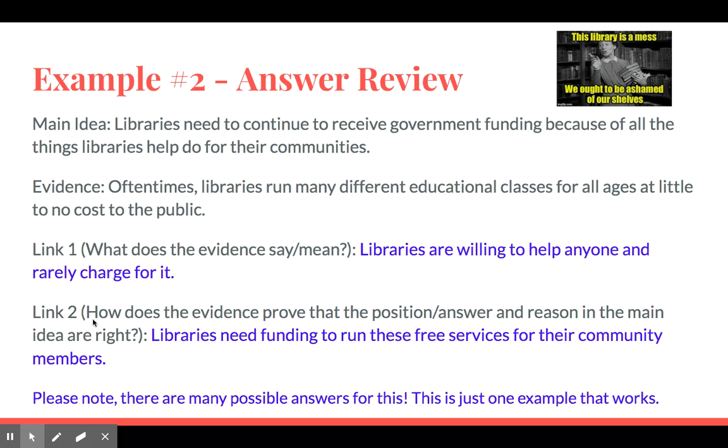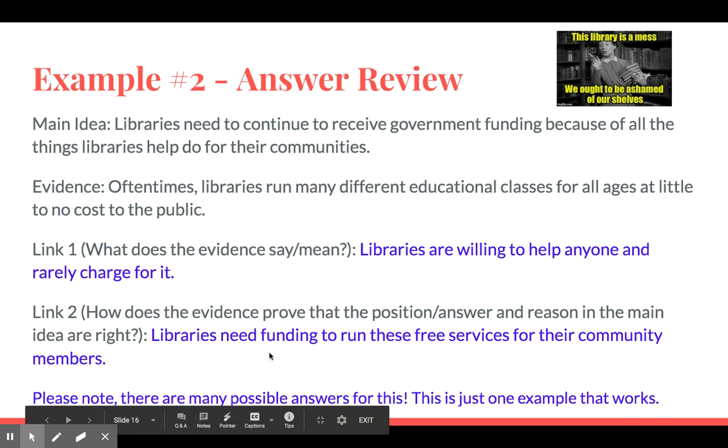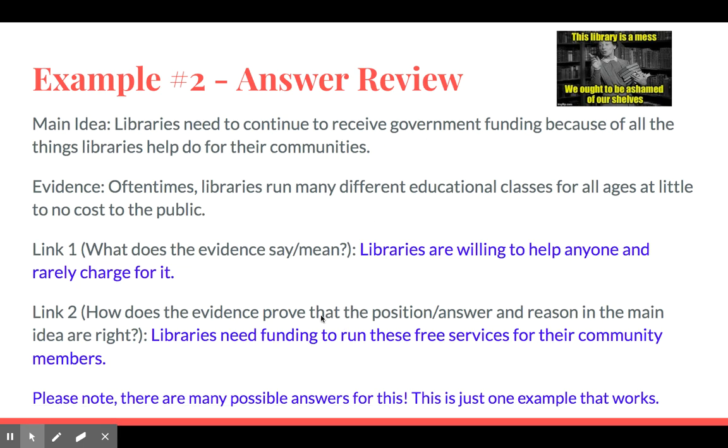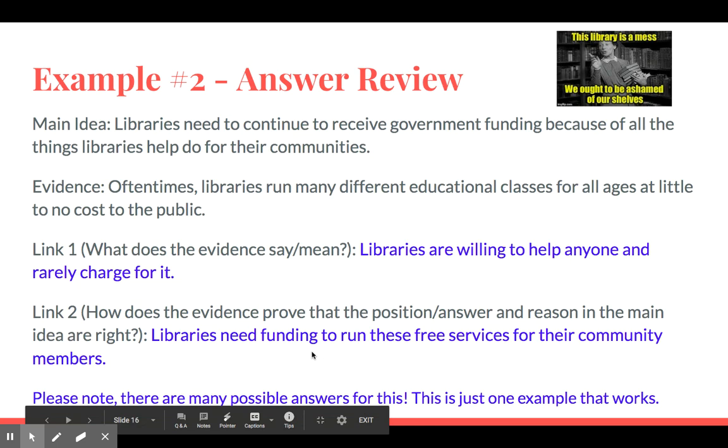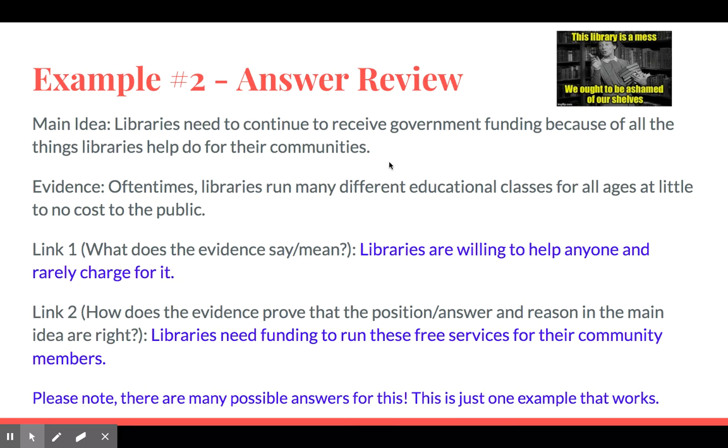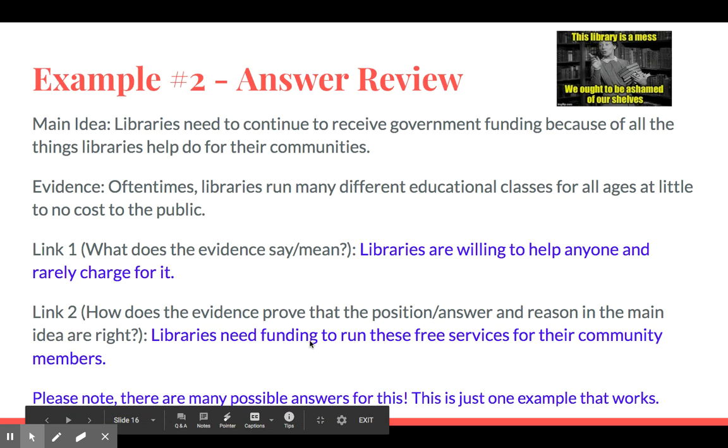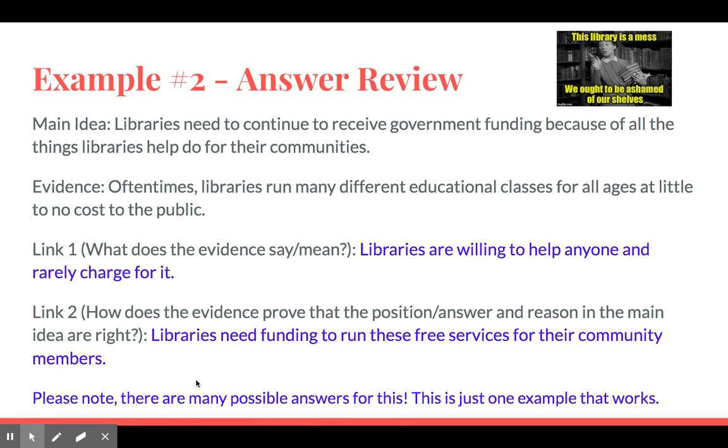Our second link element, how does the evidence prove that the position or the answer and the reason in the main idea are right? Libraries need funding to run these free services for their community members. So we're circling back to that idea that libraries need to continue to receive funding. We're seeing some similar wording here with a similar idea. And it's because of all the things they do. Now we're doing a specific thing here. We're adding a specific thing that they do to the community. Once again, lots of possible answers here. This is just one of many that would work.